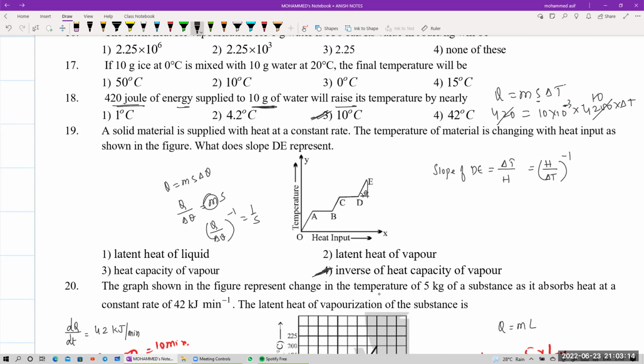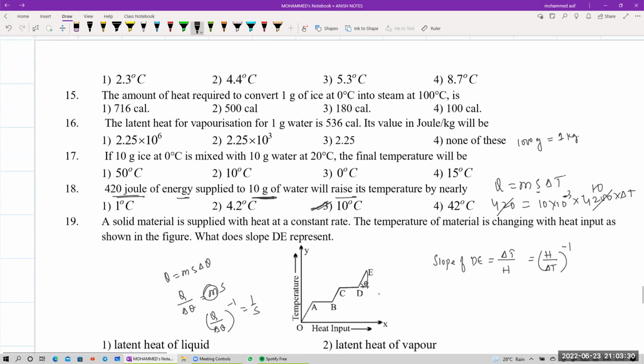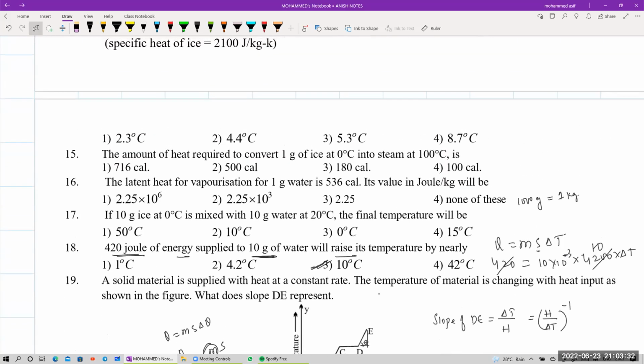Now, 1000 grams will be equal to your 1 kg. So 1 gram will be equal to how much? 10⁻³. Okay. Got an idea? Yes sir. Sure. Given the questions on the tutor, you can do it right now.